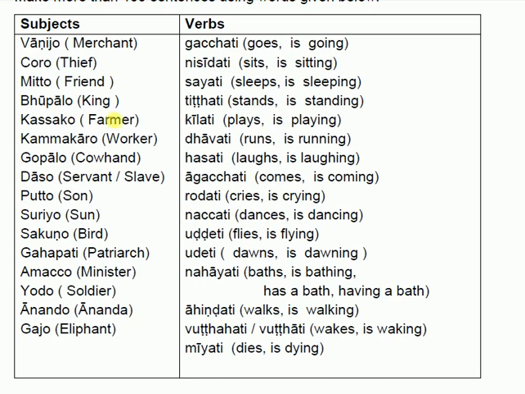Now by using these two columns we can make simple sentences. As an example, let's take this Vanijo, merchant. So Vanijo Gacchati, that means merchant is going or merchant goes. Vanijo Nisidati, merchant sits or is sitting. Vanijo Sayati, merchant sleeps or is sleeping. Vanijo Tittati, merchant is standing.